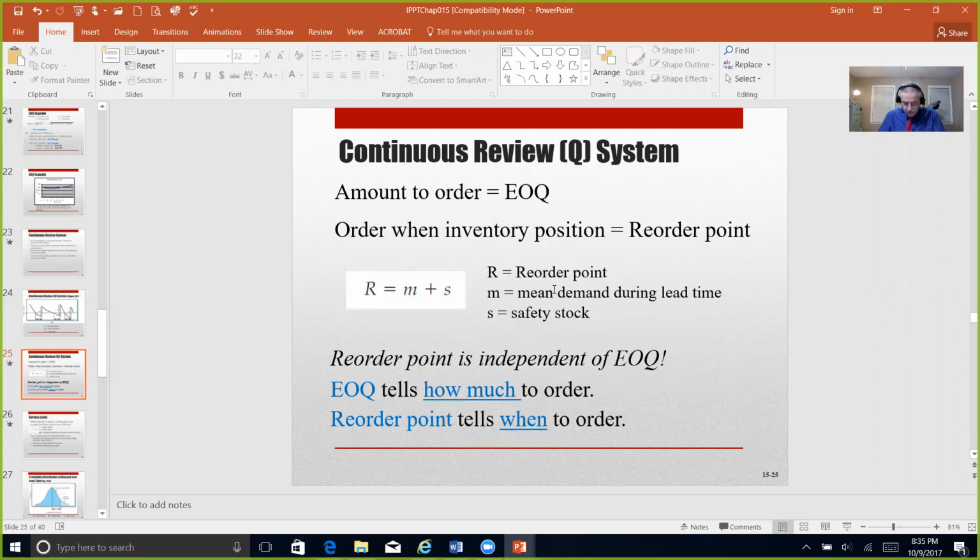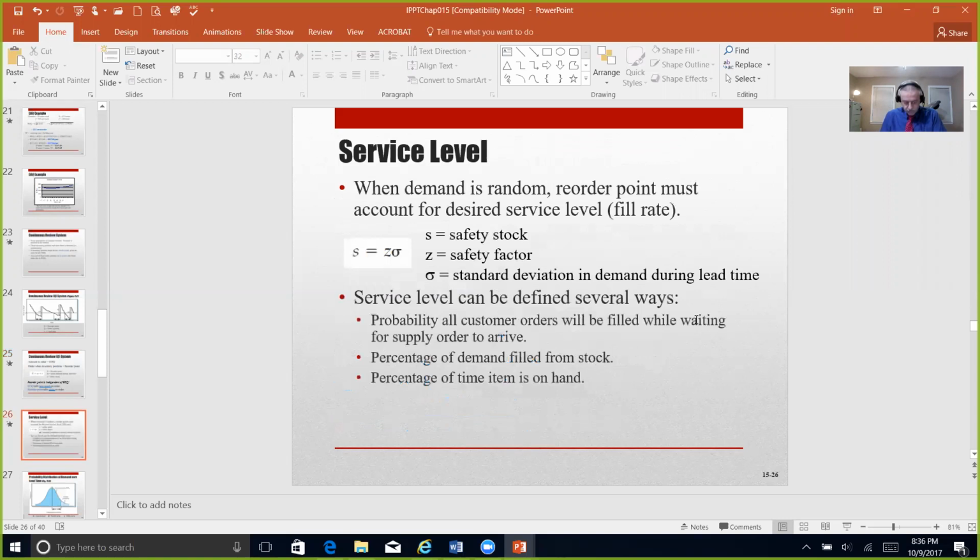You see equation 15.3, the order point R equals M plus S, which is the mean demand during lead time plus the safety stock. You see that at the bottom of page 383, where the reorder point is independent of EOQ, where the EOQ tells us how much to order. The reorder point tells us when we need to reorder. So you see that over on the bottom of page 383.